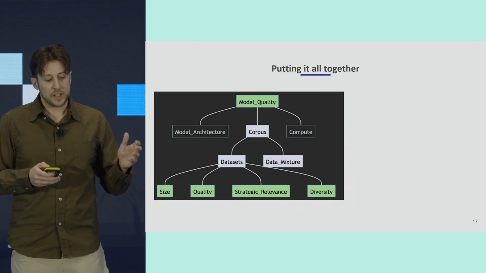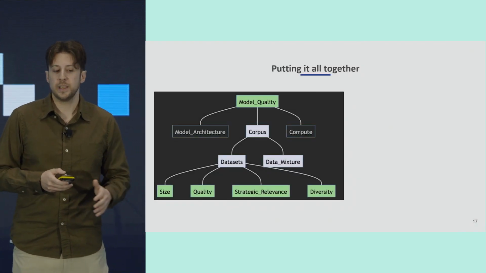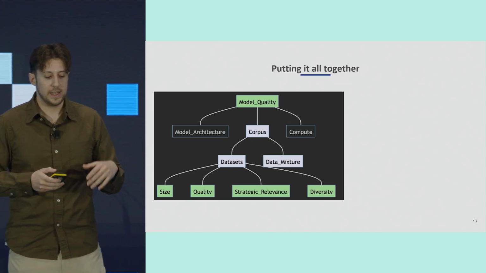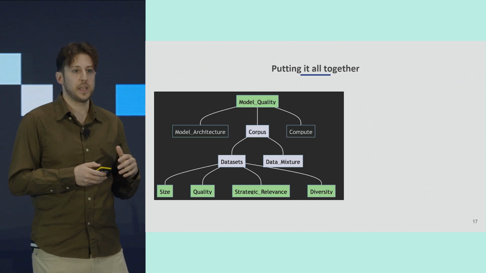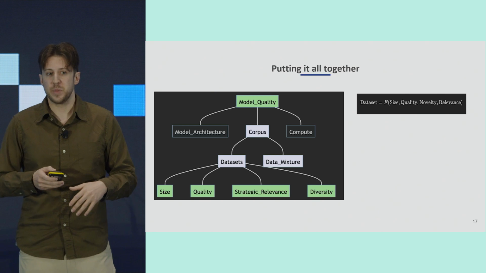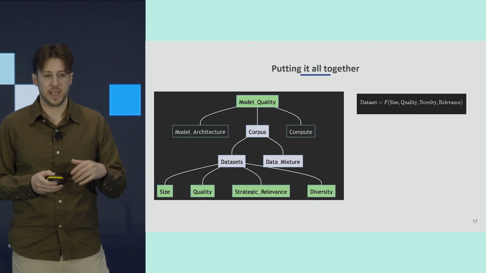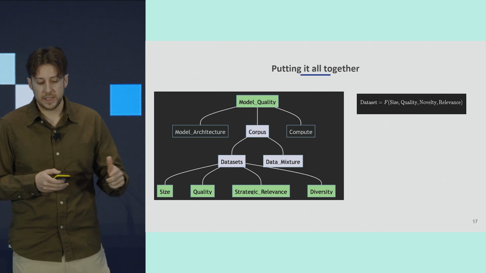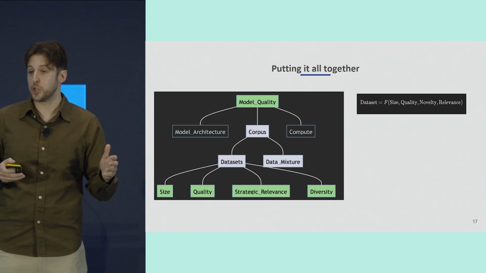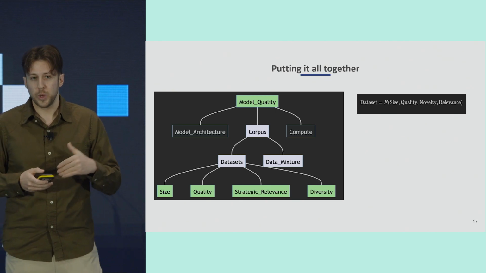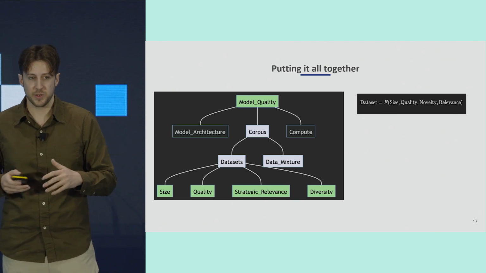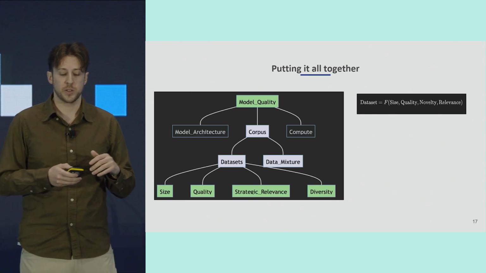So putting this all together, let's decompose model quality into these three factors. You have your model architecture, you have the compute that you throw at it, and you have your corpus, which is really the weighted mixture of your data sets. Now, your data set can be boiled down into a few factors like your size, quality, the novelty with respect to the rest of your corpus, and strategic relevance. So we're an enterprise company. We want to also train on data sets that cover domains that are relevant to our customers. And so that's an important factor for us as well.